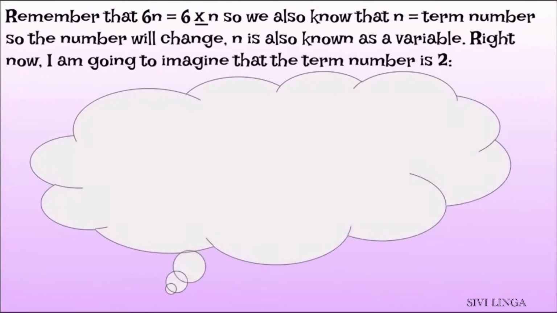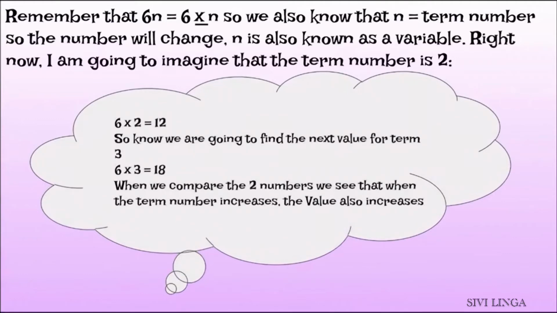So let's remember that 6n is also known as 6 times n. So we also know that n is equal to the term number, or n is trying to represent the term number. So the number that it values will change. N is also known as a variable. Right now, I'm going to imagine that the term number is 2. 6 times 2 equals 12.